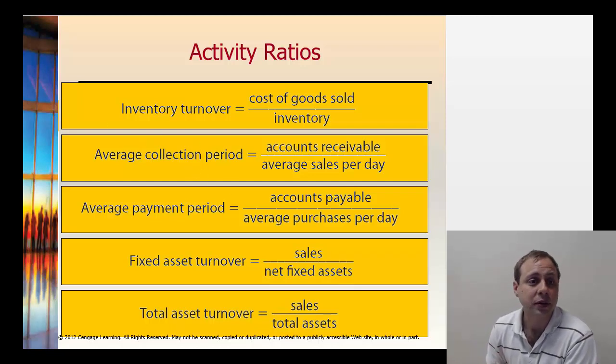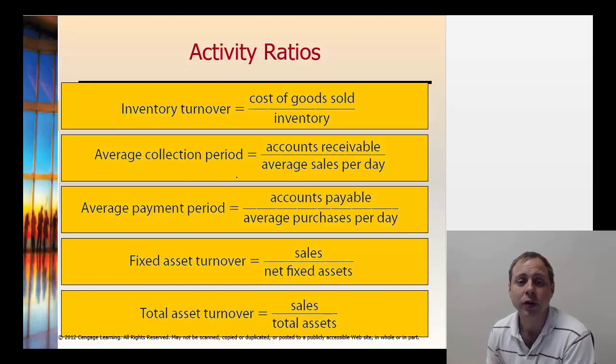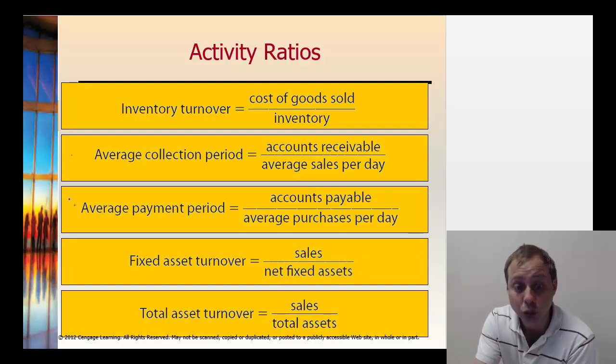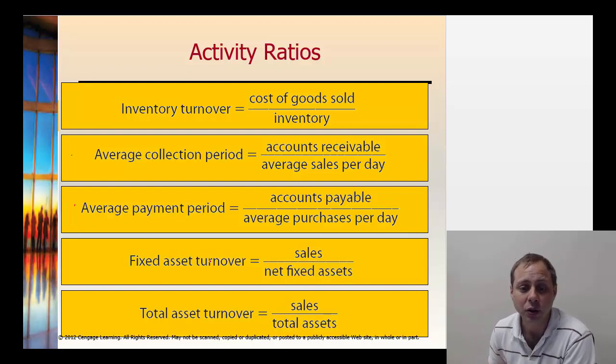Activity ratios. Activity ratios are all over the place because they measure a whole bunch of different things: inventory turnover, average collection period, average payment period. These tell us how long it takes us to get paid, and average payment period tells us how long it takes us to pay. Fixed asset turnover and total asset turnover are measures of sales depending on our fixed assets.